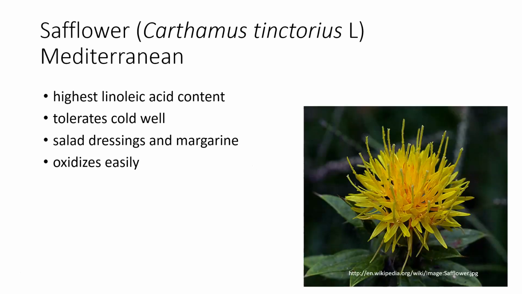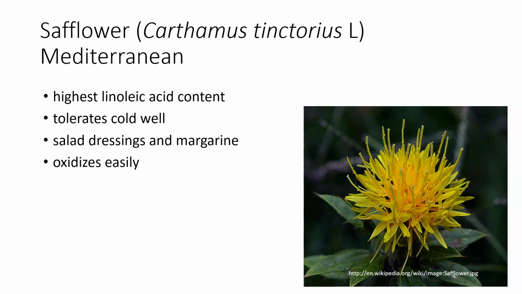First one is safflower. You can see that the scientific name of it is Carthamus tinctorius. Tinctorius means that you get paint from it. It's got the highest linoleic acid content of any oil. It tolerates cold well. When we use safflower oil, it often goes into salad dressing and margarine. They are things that you keep in the cold. It oxidizes easily. It's got a higher iodine number, but oxidizes easily.